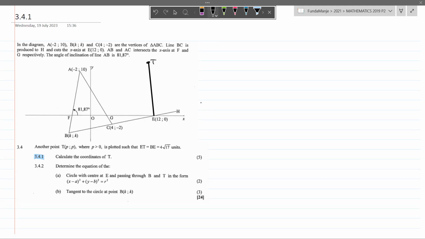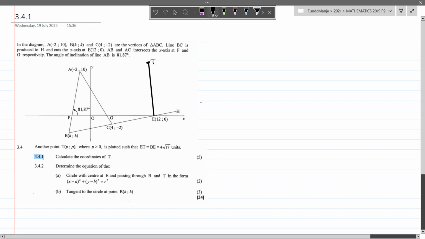3.4. Another point T with coordinates (P, P), where P is greater than 0, is plotted such that ET is equal to BE, which is equal to 4 root 17 units. Calculate the coordinates of T. Now on here, I just randomly chose a point in the first quadrant and made that T. And this will just help us to visualize things as we work through the problem.